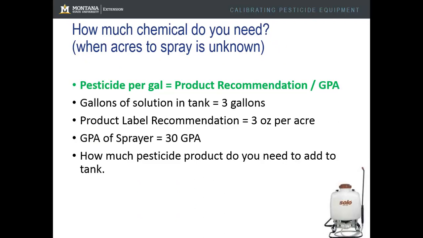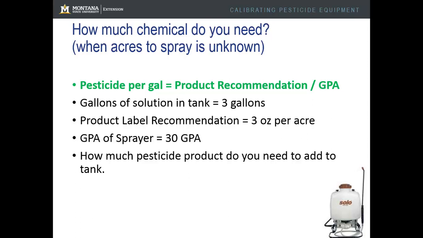There is another equation that is useful if acres to spray is unknown. This is often used with backpack sprayer or hand sprayer applications. The pesticide to add to a spray tank per gallon can be determined by taking the pesticide product label rate, as long as it is in a per acre format, and dividing by the calibrated rate of the sprayer, or GPA.